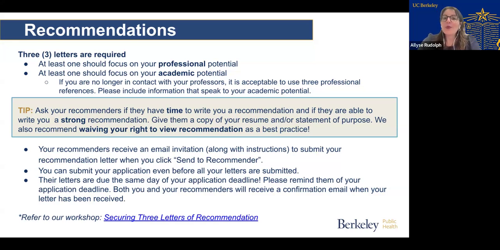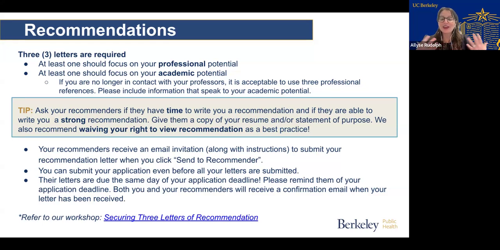So that's ideal. But we understand that some folks have been out of school for some time, or maybe you've been out of the workforce for some time. And so it is okay for all of your letters to be professional or academic. However, if you're doing, for instance, just professional references, you are still going to want to coach at least one of your references to speak to your academic abilities, because again, at the core, this is a professional degree program. So it's graduate school. It's going to be an intense academic setting.